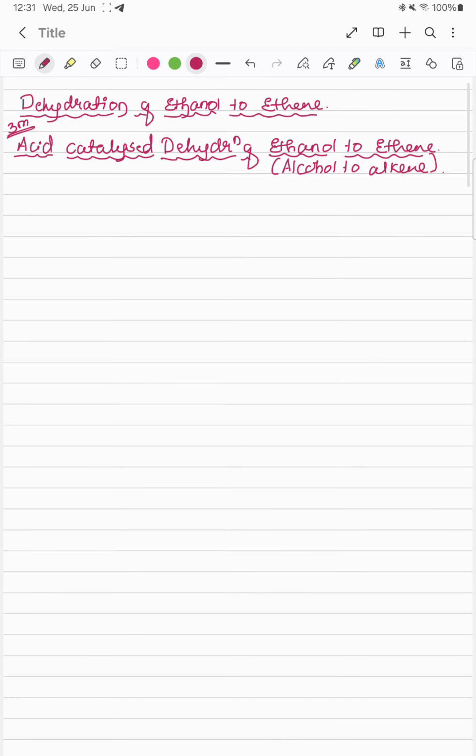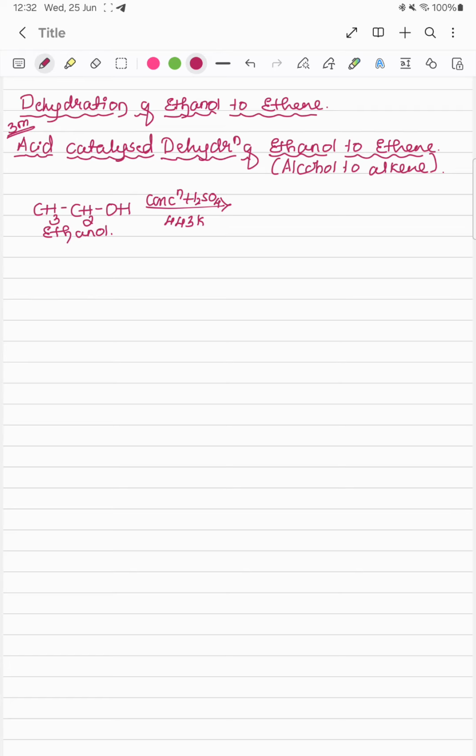So let us begin the content, how it actually works. So ethanol is nothing but CH3CH2OH. So when this ethanol is treated with concentrated H2SO4, specifically at about 443 Kelvin, compulsorily, because at lower temperature, ethanol will have a chance of giving ether. It will not give an alkene.